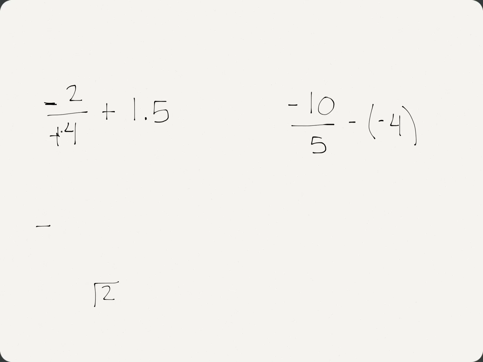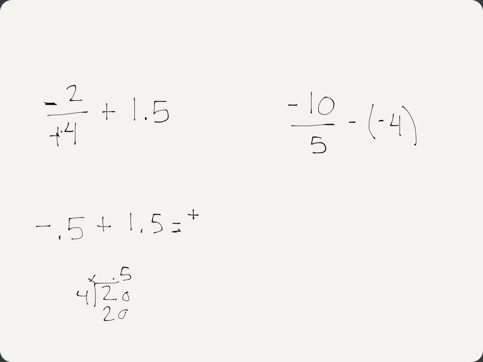2 divided by 4 is 5 tenths. 5 times 4 is 20. So that's going to be negative 5 tenths plus positive 1 and 5 tenths. I'm just going to look at this and say, all right, the negative team is going to lose. The negative team only has half a point. The positive team has 1.5 points. The negative team loses. My answer is going to be positive.